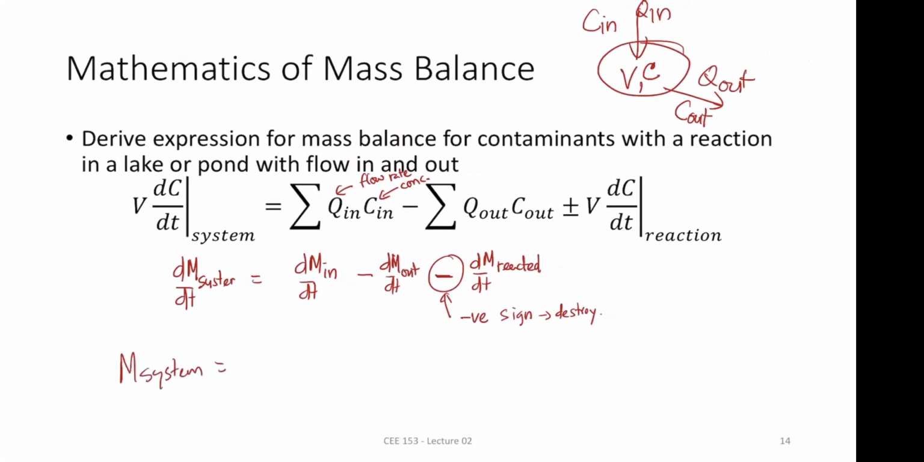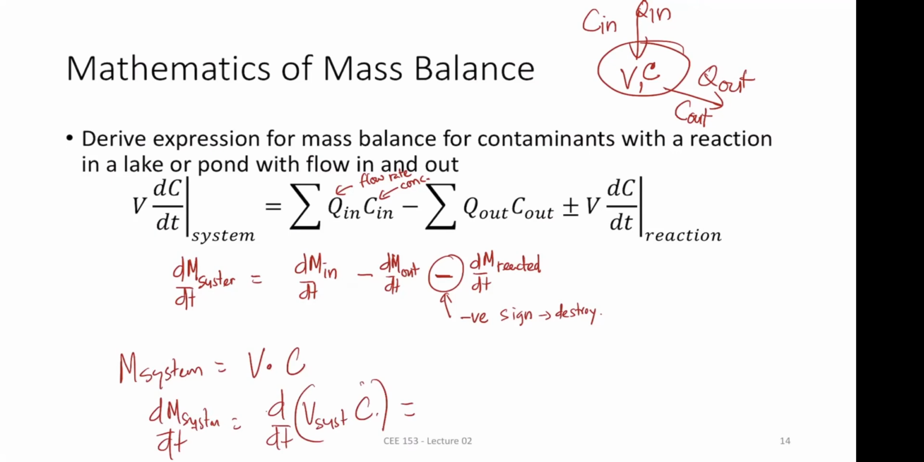M system, mass, is equal to volume times concentration. This is not water. This is a contaminant. So dm by dt will be d by dt of volume of system times concentration inside the system. And if you assume that volume doesn't change in the system, which is the case in a lake or river, because the spill amount of volume is not enough to change the volume of water. So the amount of spill is usually a very small volume compared to the entire lake volume.